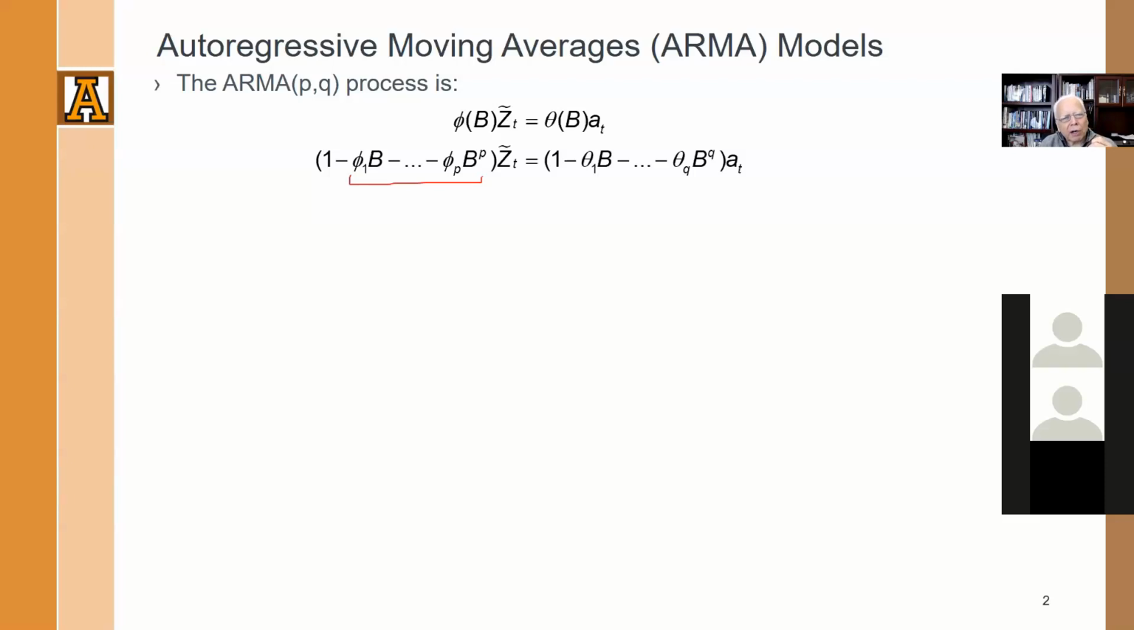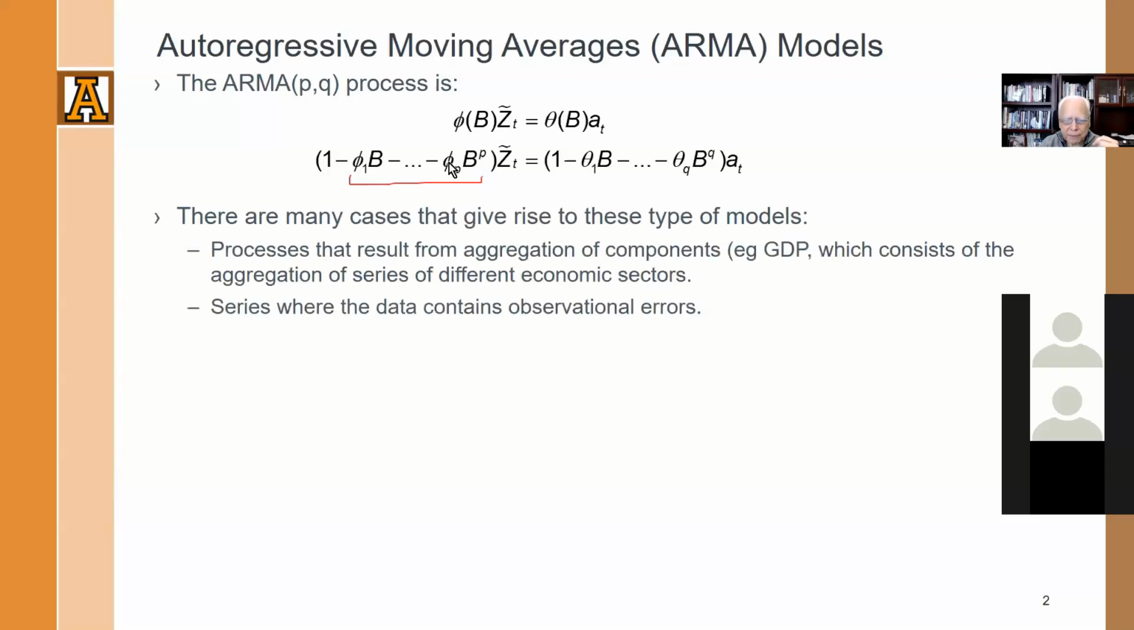Okay, so this is the standard notation for an ARMA(p,q) model. p is the order of the autoregressive polynomial, q is the order of the moving average polynomial. Now, these models arise for different reasons, but actually most of the models we'll find in practice are not going to be purely AR or purely MA. So all of these models that we'll be dealing with will have both components, autoregressive and moving average.